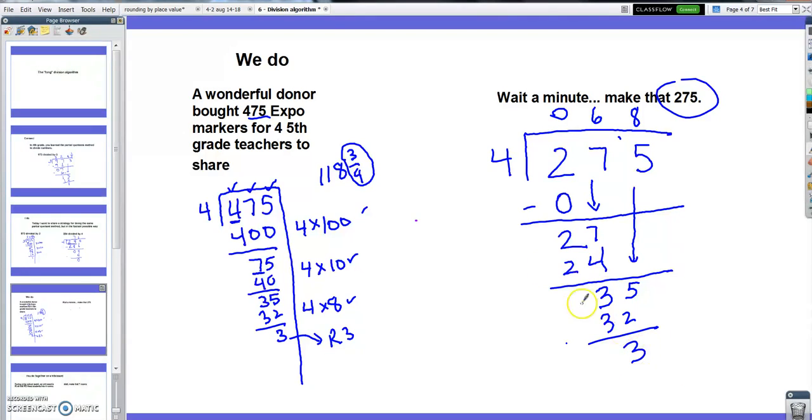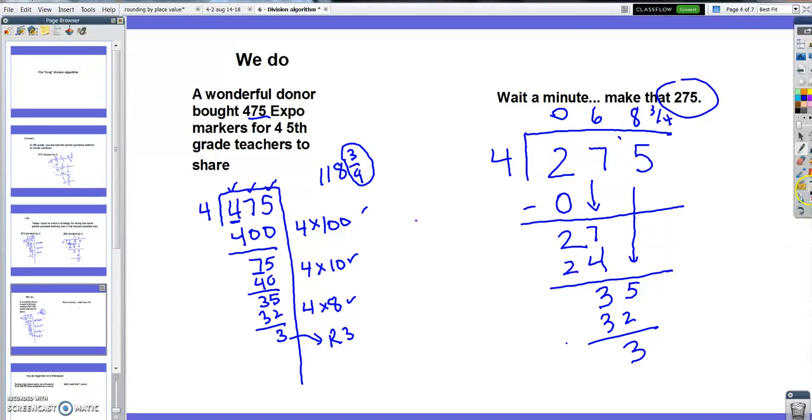And so I'm dividing into groups of 4, right? So I've got 3 out of my next group of 4. And so same as over here, I wouldn't really give every teacher 3/4 of a marker. In this case, what that remainder means is everybody gets 68 markers, and 3 of the teachers could have a 69th marker, and 1 teacher would just have 1 less. So that's the way to do it if you want to have a 0.